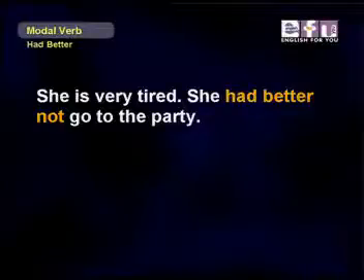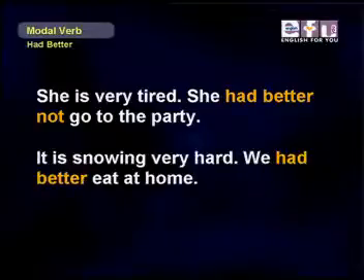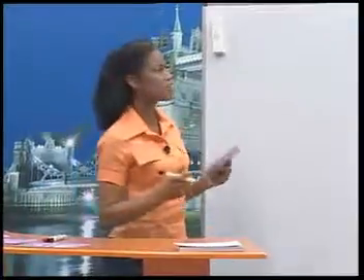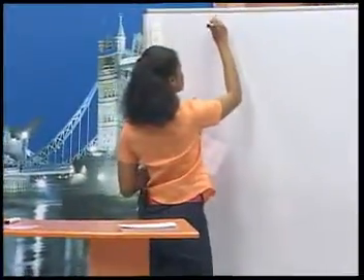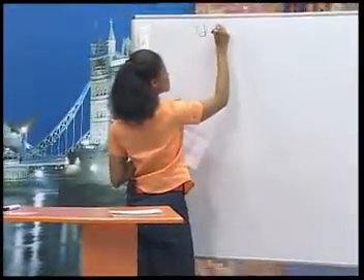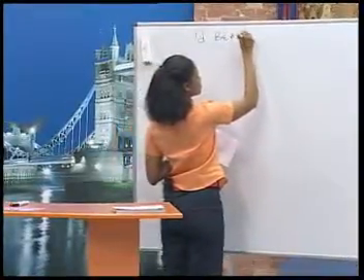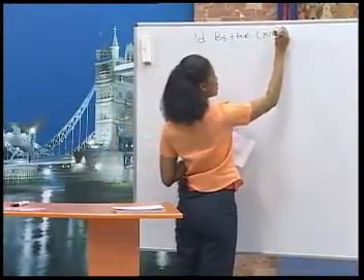Let's look at some more examples. She is very tired. She had better not go to the party. It is snowing very hard. We had better eat at home. We can also use had better in a short form, a contraction. So we use apostrophe D, better, or better not.